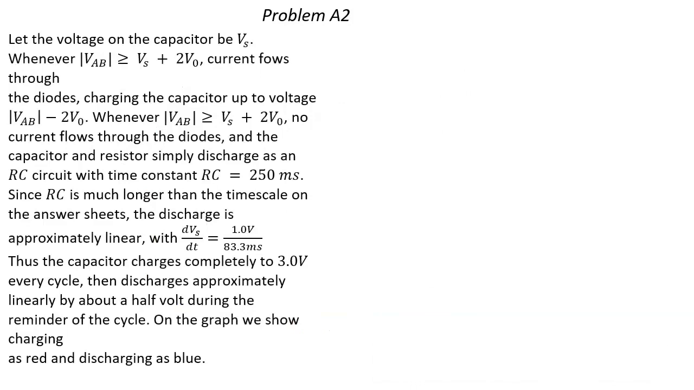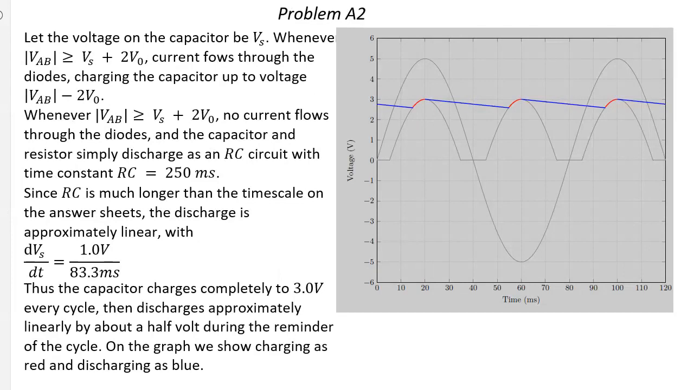Solution for question C. Let the voltage on the capacitor be Vs whenever the absolute value of VAB is greater or equal to Vs plus 2V0. Current flows through the diodes, charging the capacitor up to voltage absolute value VAB minus 2V0. Whenever the absolute value of VAB is less than Vs plus 2V0, no current flows through the diodes, and the capacitor and the resistor simply discharge as an RC circuit with time constant equal to 250 milliseconds.